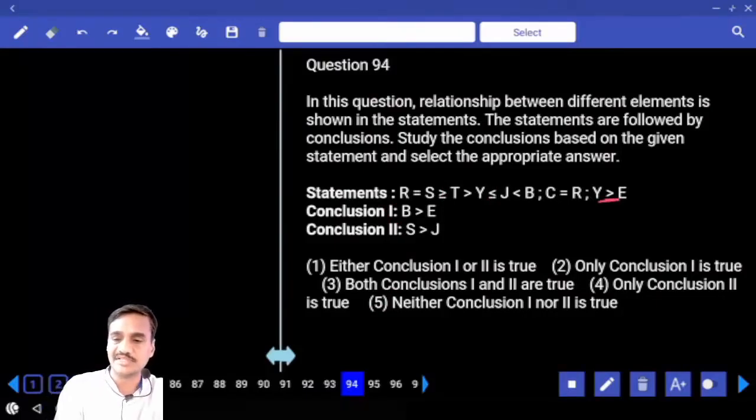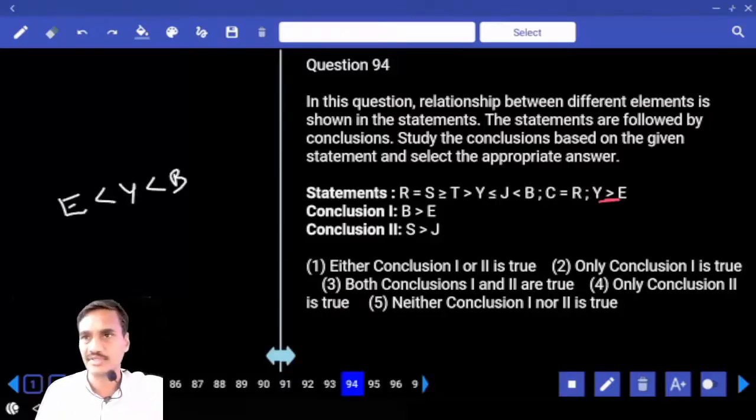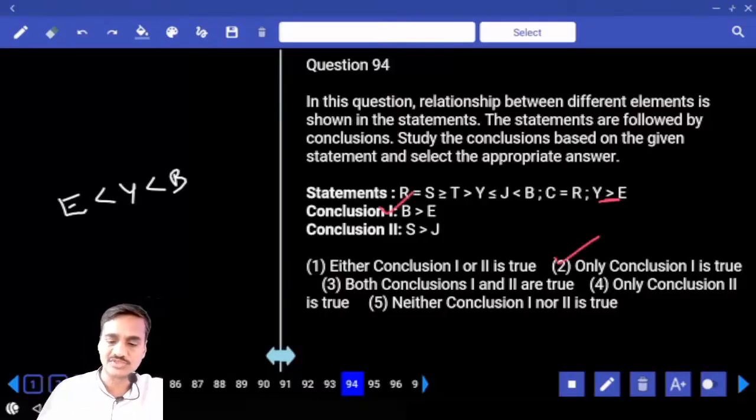Y is the element that is common here. And Y and B, Y lesser than B. Y greater than E means E lesser than Y. E lesser than Y, Y lesser than B. Hence B greater than E. Only one is true. Choice 2, question number 94.